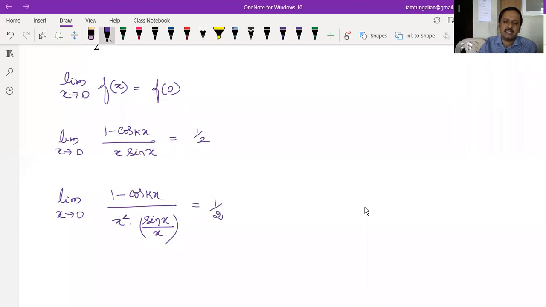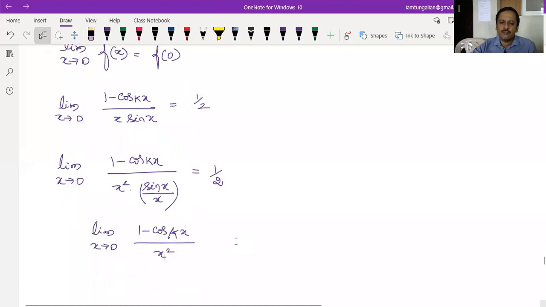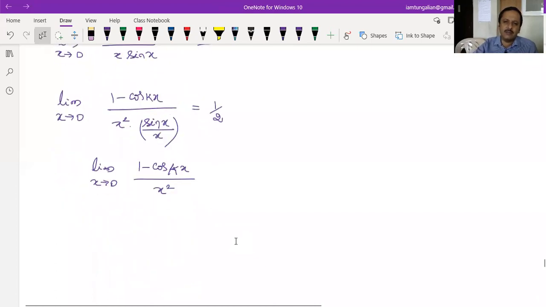So this sin x by x as x approaches 0 becomes 1. And the limit x tends to 0 of 1 minus cos kx divided by x square. So now if we apply the limit, still it is 0 by 0. 0 by 0 means we can use L Hospital's rule. Differentiate this. What do we get?